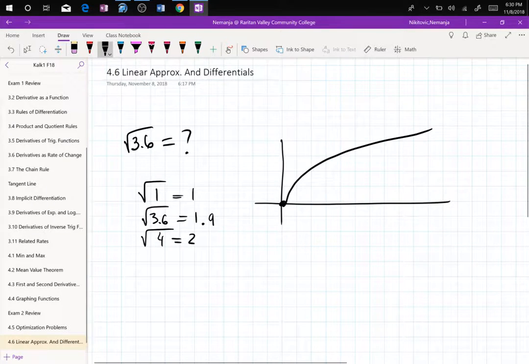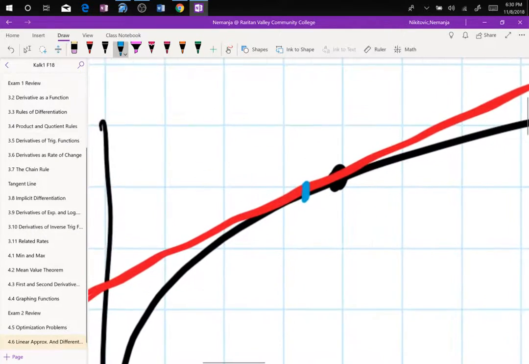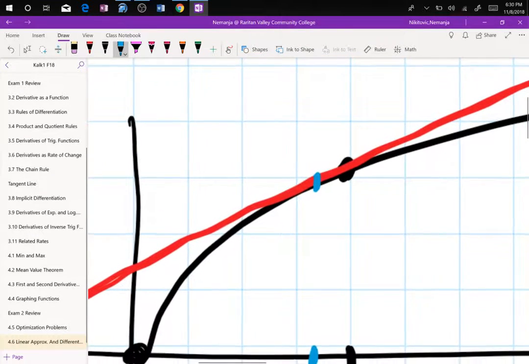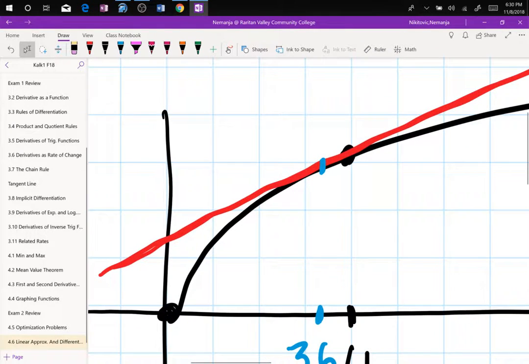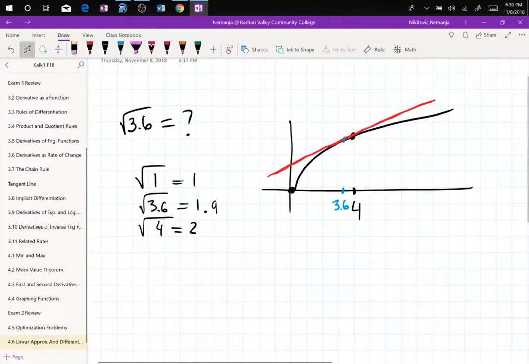If you draw a square root function, you realize that at 4, you can find the tangent line. And now, you also realize that the value that you are looking for, which is 3.6, is actually here. Even if I zoom in, please note that the y value for the red line and the y value for the black line, which is the exact value, are very close in the neighborhood of this point. So instead of computing square root of 3.6, how about if I compute 3.6 in this red tangent line? And the red tangent line we should be able to find like this, no calculator needed.